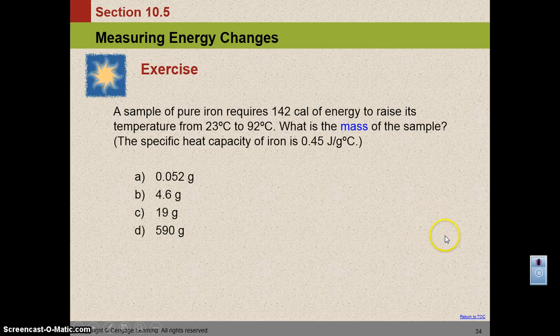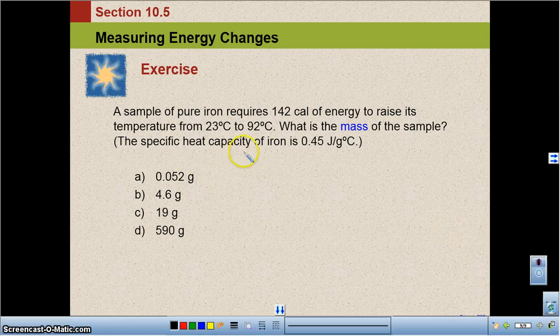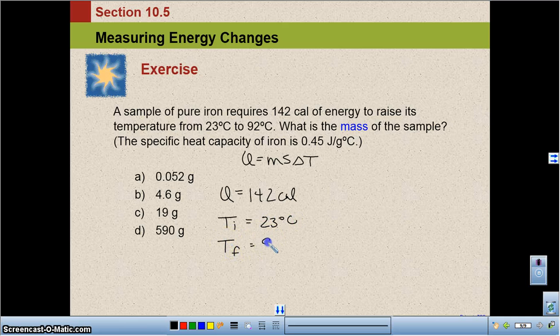Let's look at another exercise. A sample of pure iron requires 142 calories of energy to raise its temperature from 23 to 92 degrees Celsius. What's the mass of the sample? And it gives us the specific heat capacity of iron as 0.45. So let's write down what we have again, and remember that it's going to be Q equals m s delta T. So it says it requires 142 calories of energy. We have the temperature initial as 23 degrees Celsius and the temperature final as 92 degrees Celsius.